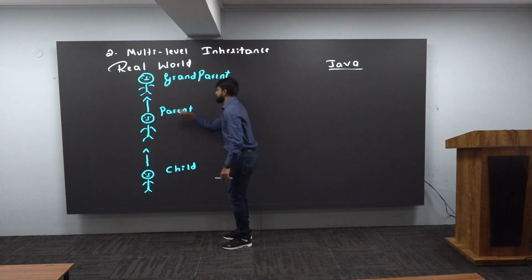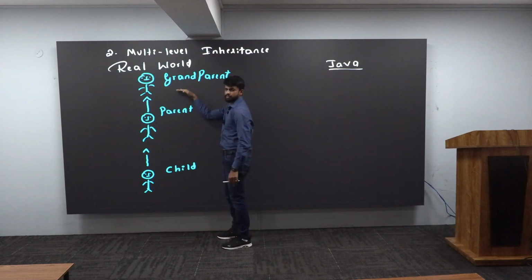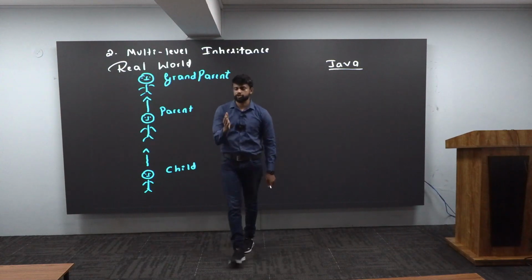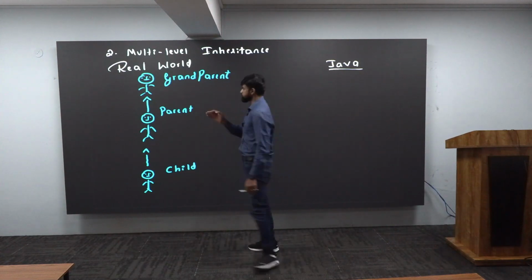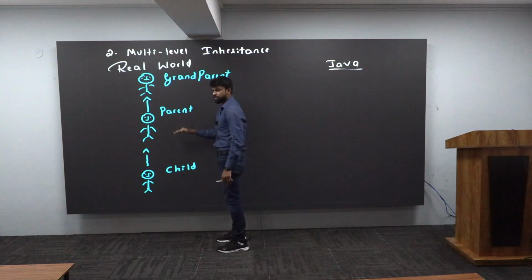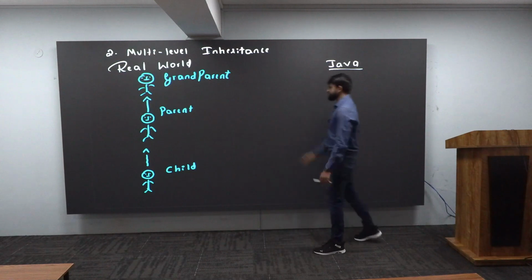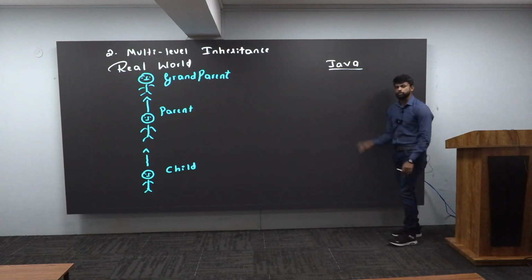This is multi-level. How many levels are there here? 1, 2, 3. 3 is known as multiple. Multiple in short, we call it as multi. So that is why this is known as multi-level inheritance. How is it working in the real world? In the same way in Java also it will work.